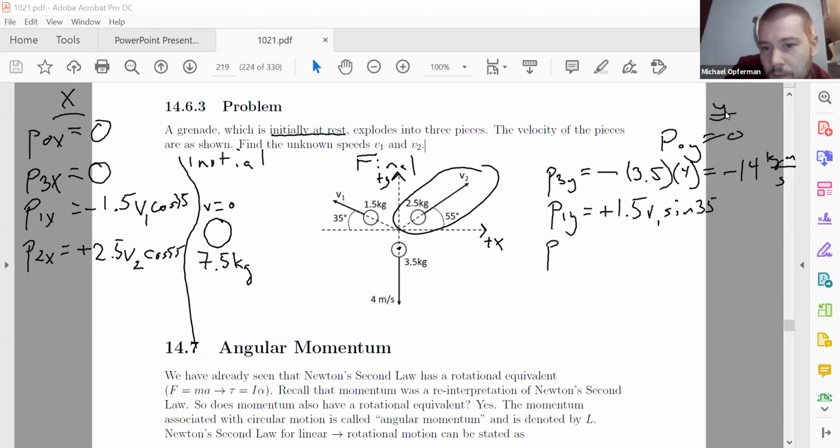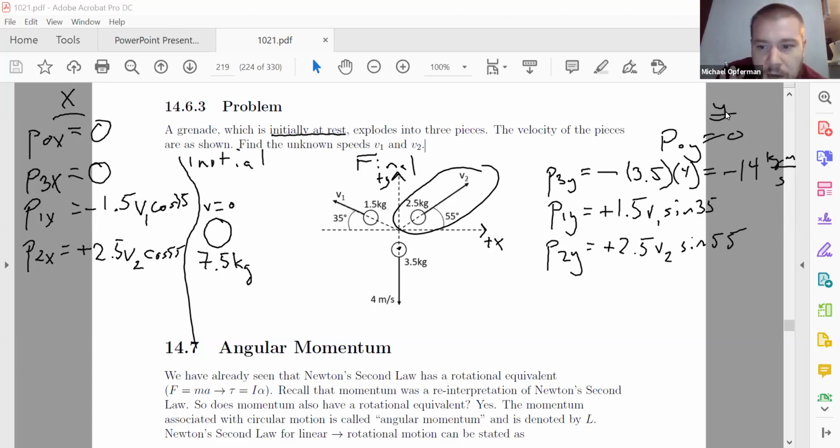Then over here, we'll have P2y. So that's positive because it's up. 2.5 V2 sine of 55. Okay. And the total final momentum is going to be the sum of these three, P1, P2, P3.